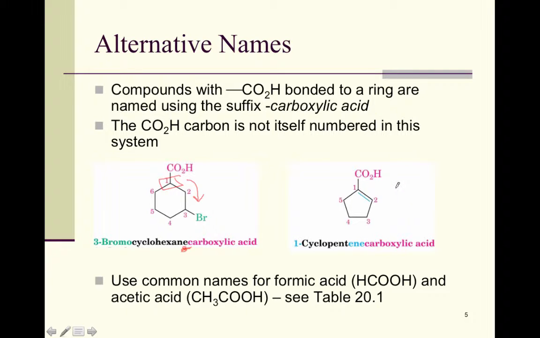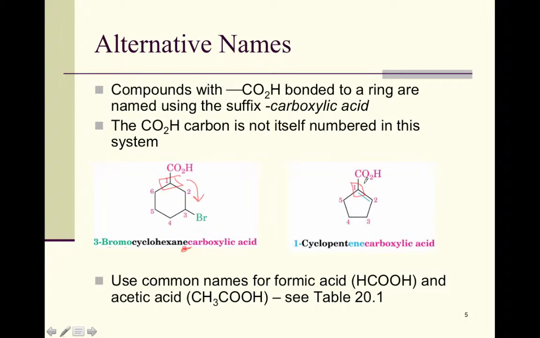We can also have a carboxylic acid on a ring that also has a double bond. Let's look at an example of that. We know that carboxylic acid has top priority. The carbon that it's attached to on the ring becomes carbon number 1. We're going to do something similar as we did in the previous example.